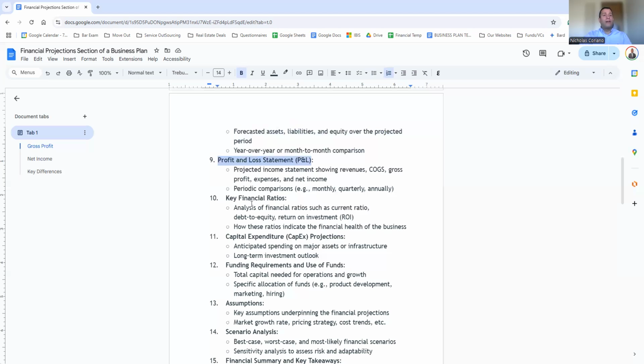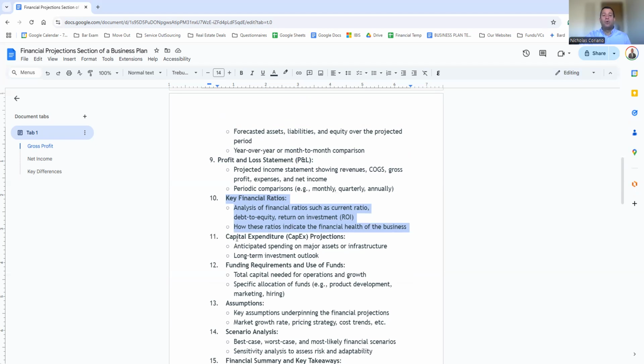Number 10, things to include in the financial projection section of a business plan is your key financial ratios. This can include things like return on investment, debt to equity ratio, percentage of sales to marketing. Any ratio that you think can measure the health of your business should be included. There's a whole string of key financial ratios that you can put together. You can go as in depth as 30 different financial ratios, 100 different financial ratios. I would include the basics: your current ratio, your debt to equity ratio, your return on investment ratio, and maybe your profit margin, right? That's a key ratio that you want to include.